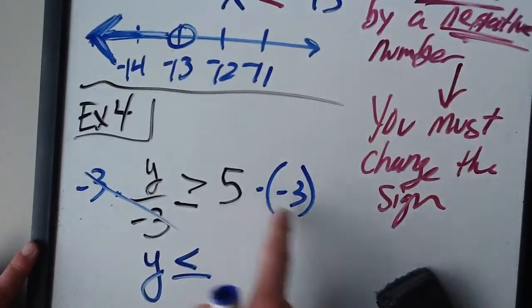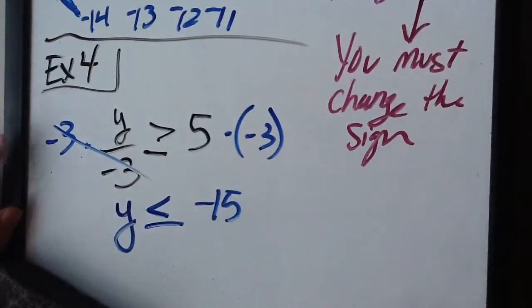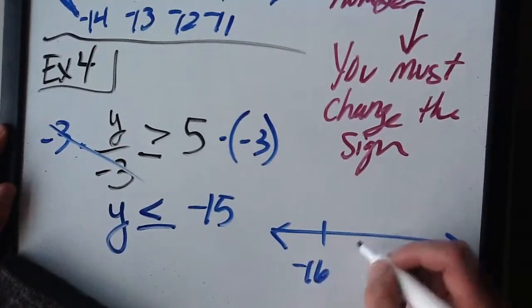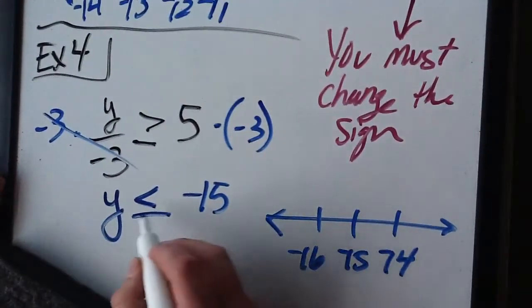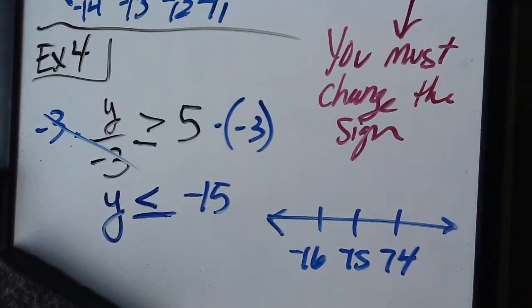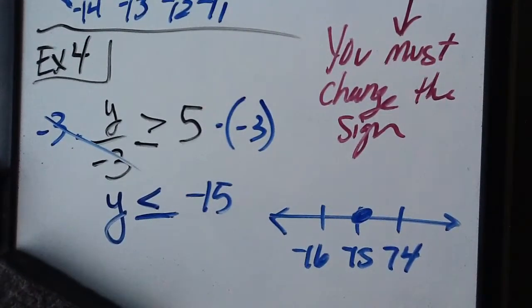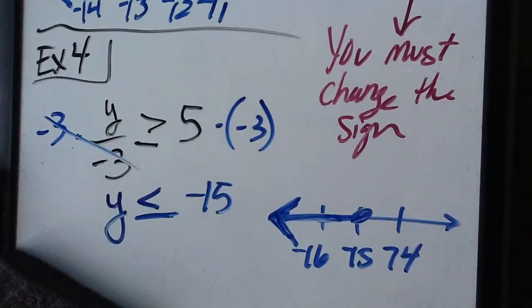And then on this side, I have 5 times negative 3, which is negative 15. So here's my inequality, y less than or equal to negative 15. Let's put it on the number line. So I'll call this negative 16, negative 15, negative 14, and so on. Since it's less than or equal to, that tells me to use a closed circle on that integer. So a closed circle on negative 15, and I want all the ones that are less than, so to the left, less than or equal to. So it can be negative 15 or anything less than negative 15. All those values would satisfy this inequality.